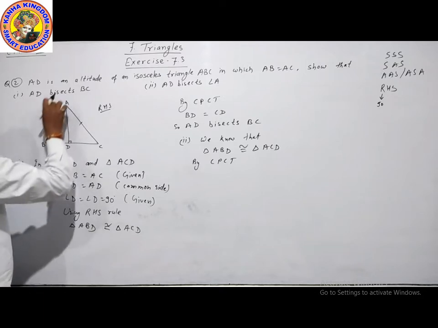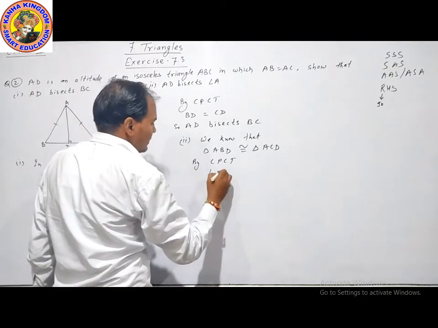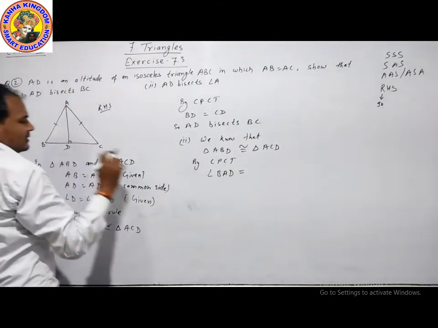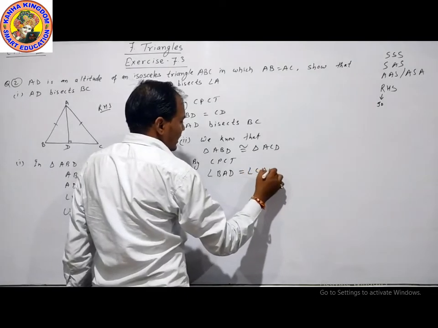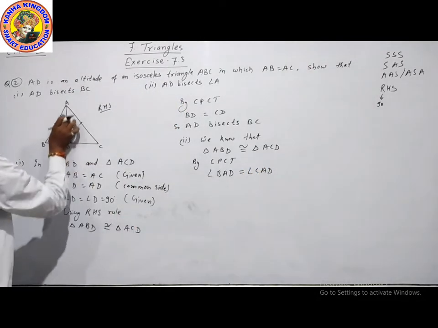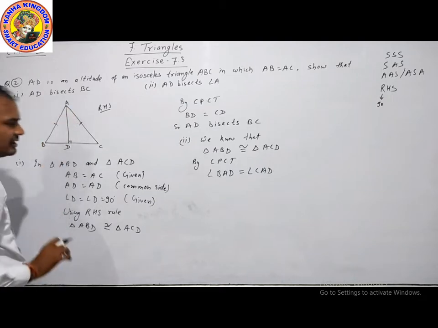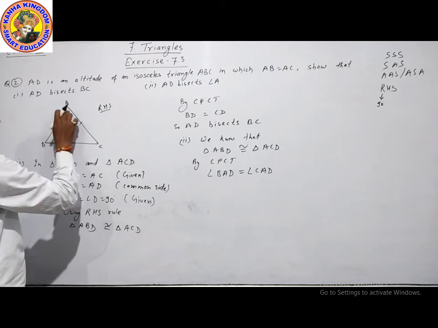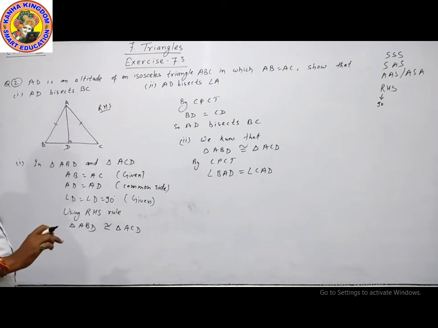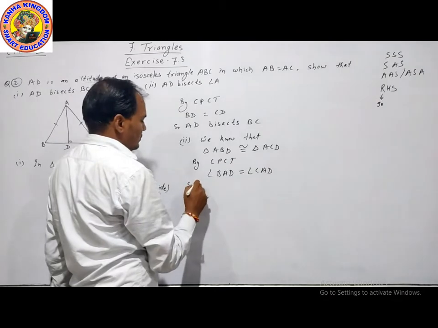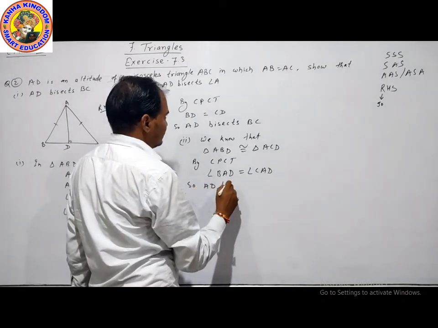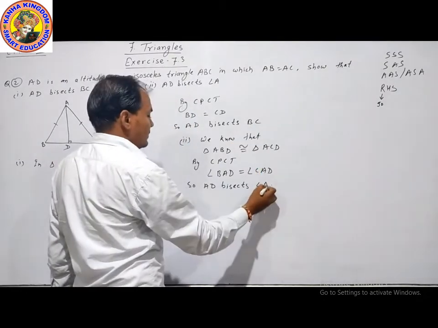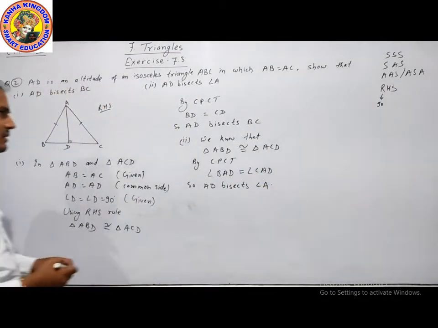So angle BAD is equal to angle CAD, because these two angles are equal by CPCT. Now the angle A will break into equal parts. Equal parts means bisect. So AD bisects angle A. This is our answer.